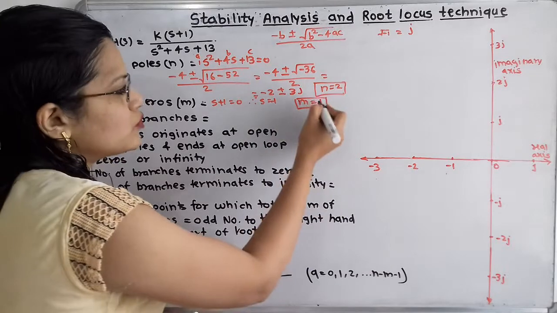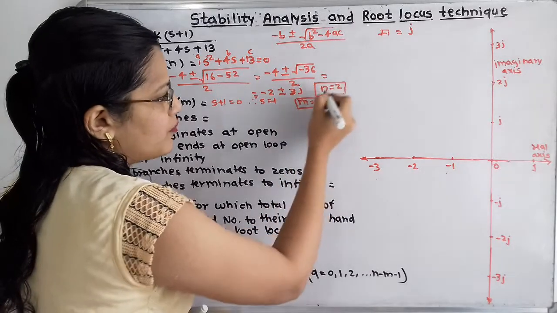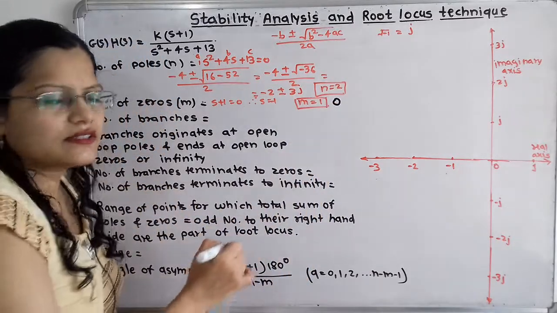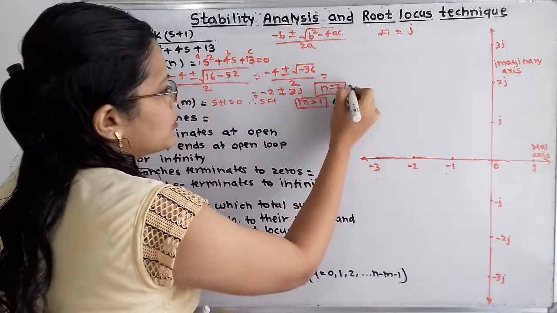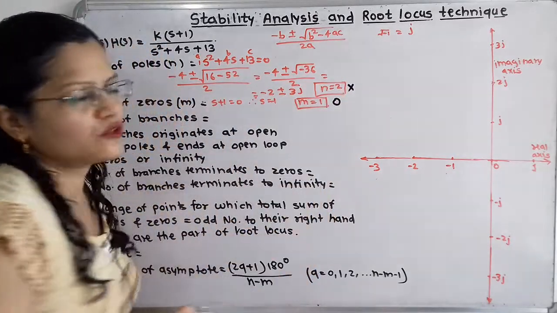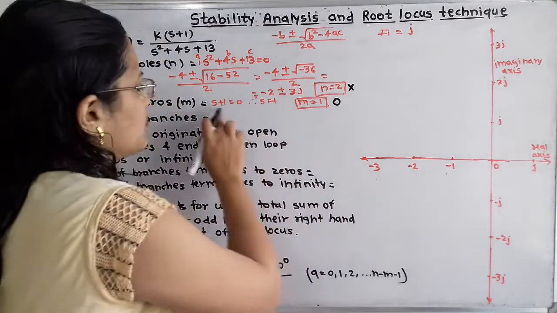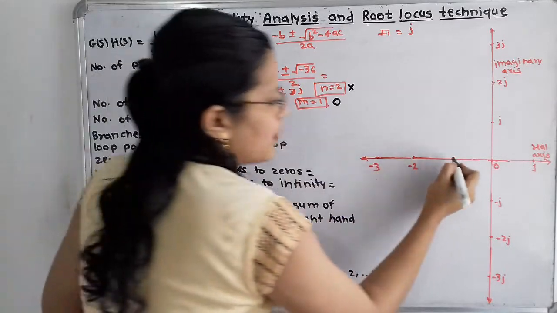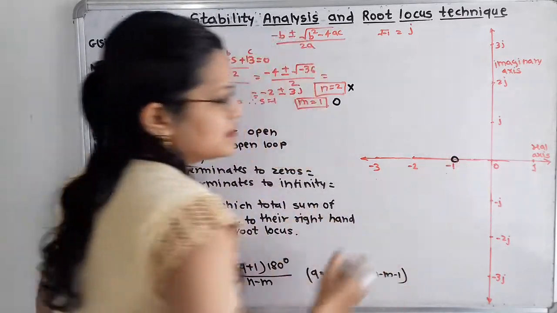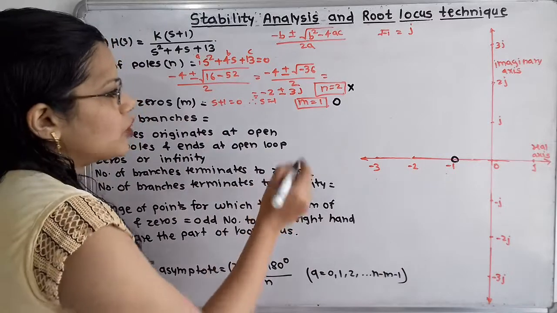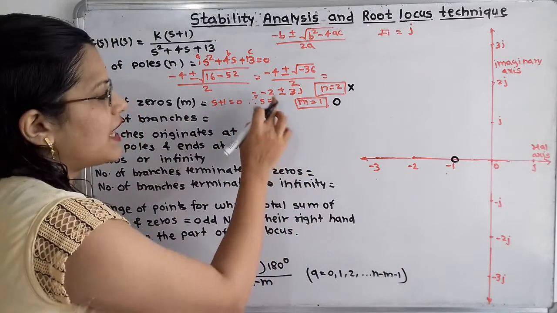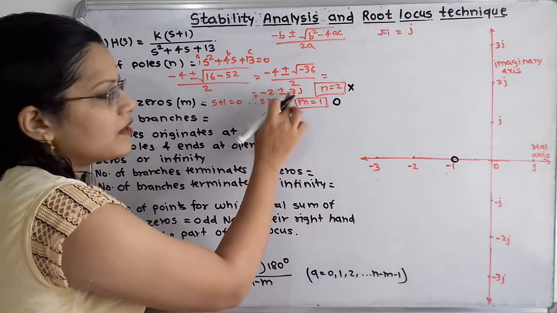So I will use here the sign for this pole, that is this sign, and for these poles I will use this cross sign. Now 0 is at s is equal to -1, so I will show here as a 0. Then there are two poles which are at -2 plus 3j.